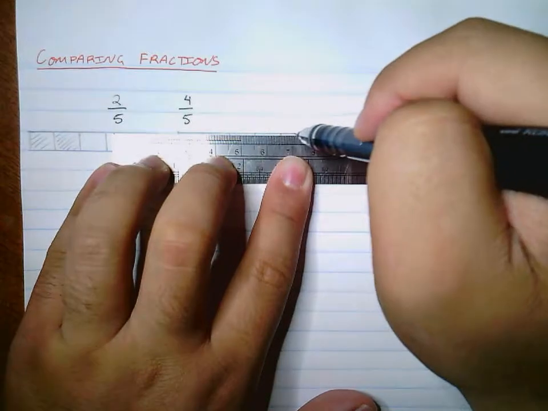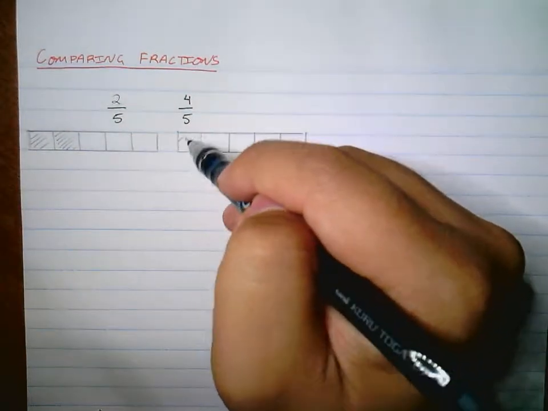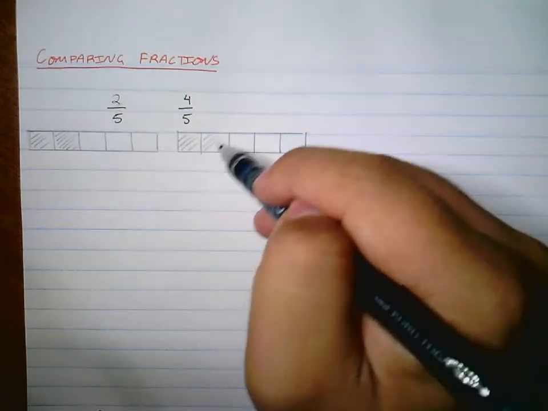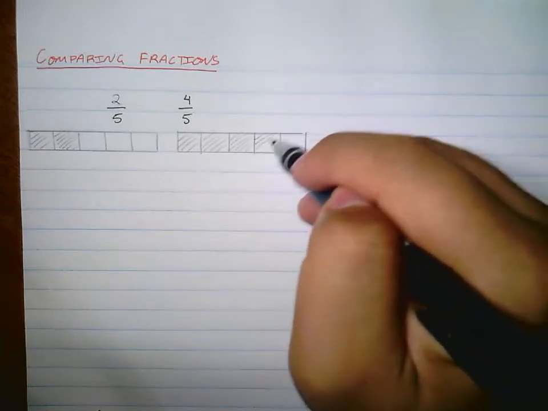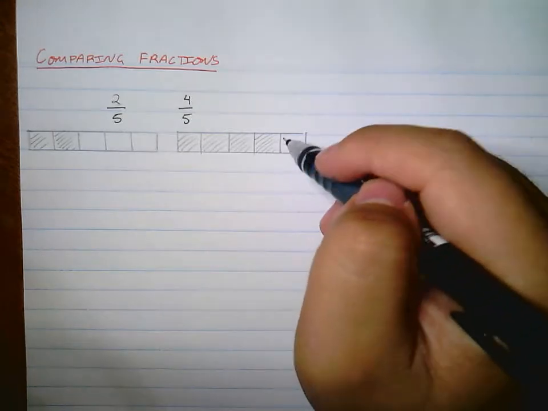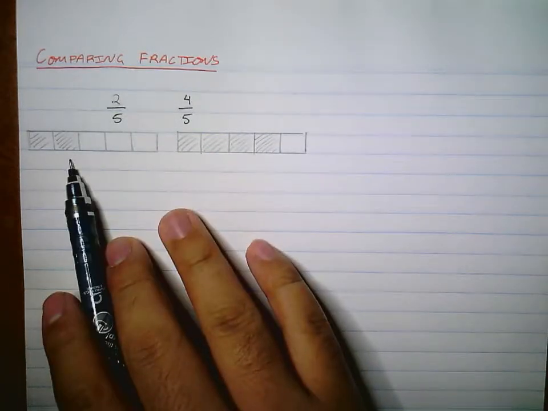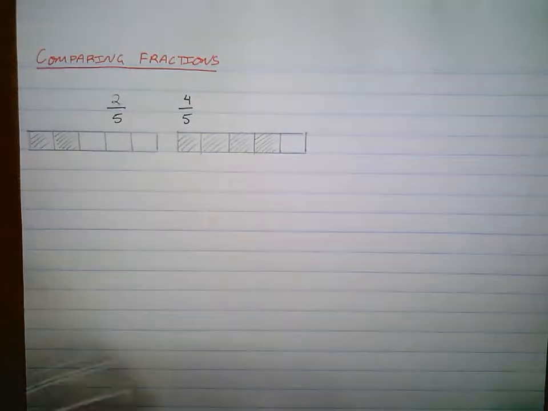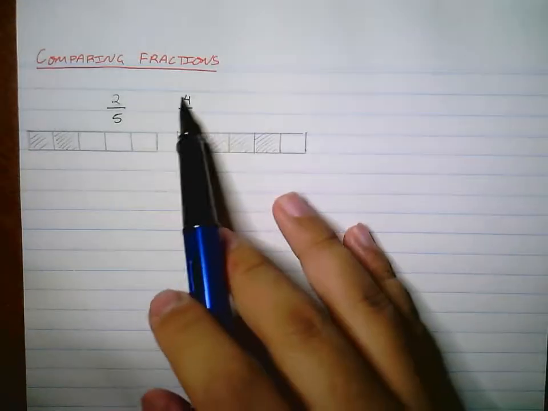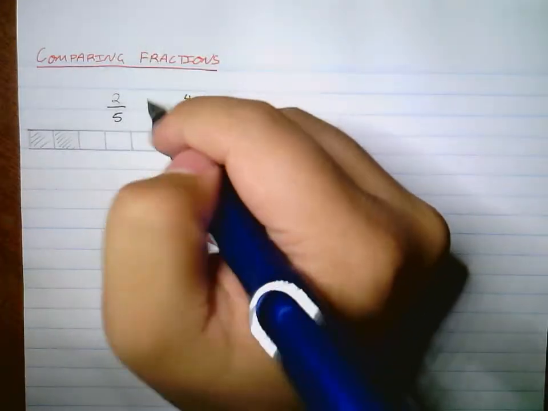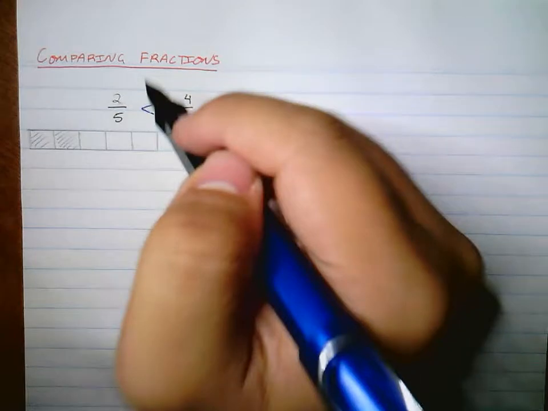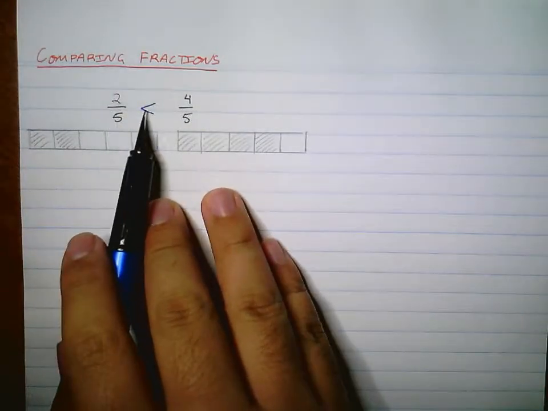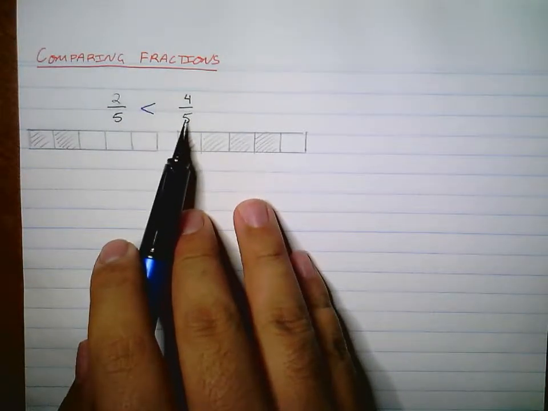It's very clear to see which one has more, isn't it? Take a look. So that there is 4/5, that's 2/5. Which one here is bigger? Well, we could circle this one because this one's bigger, or we can just put a symbol like this. 2/5 is less than 4/5.